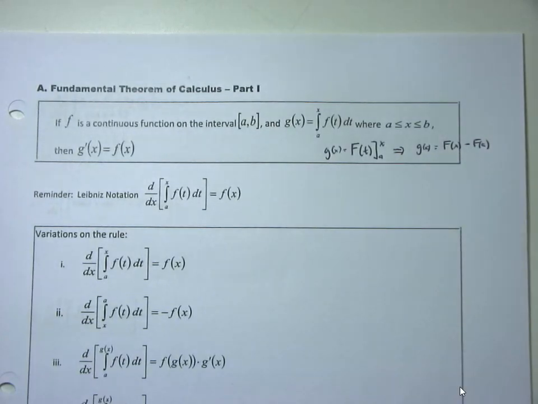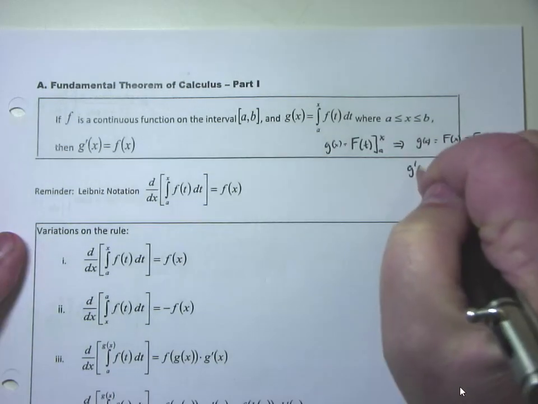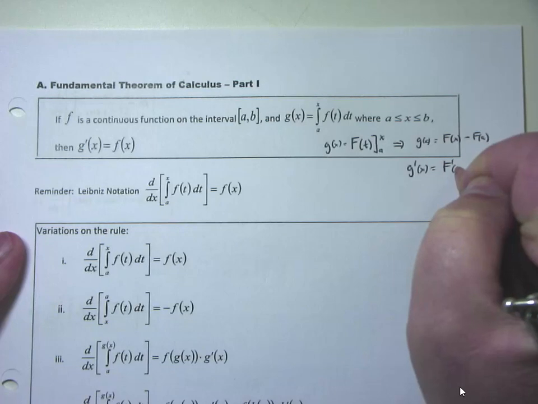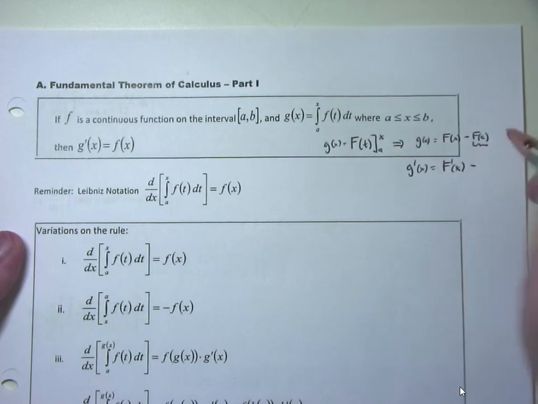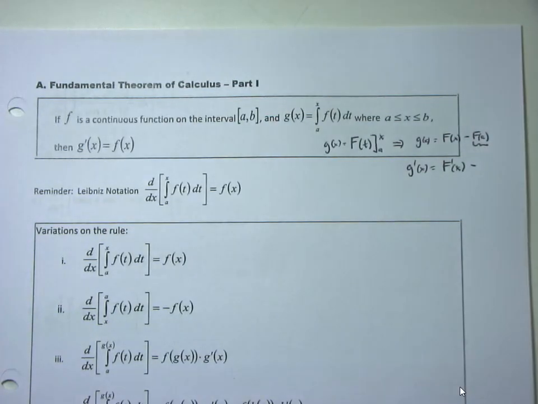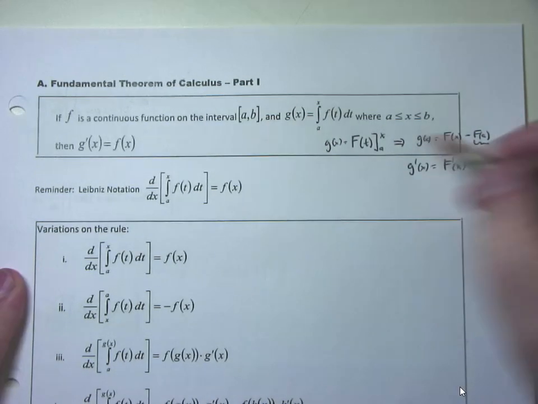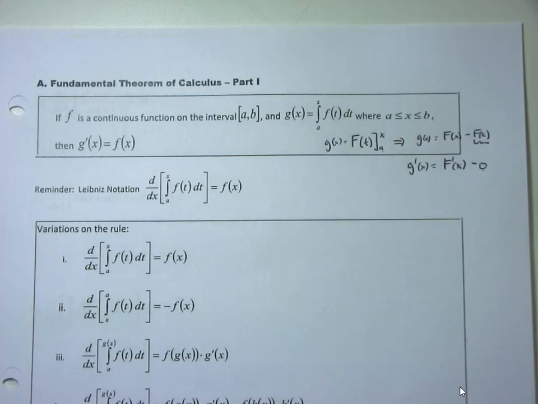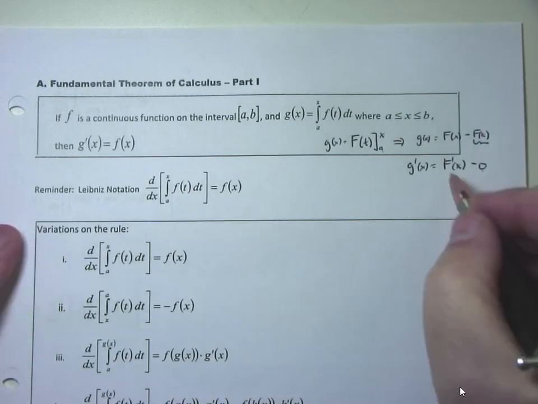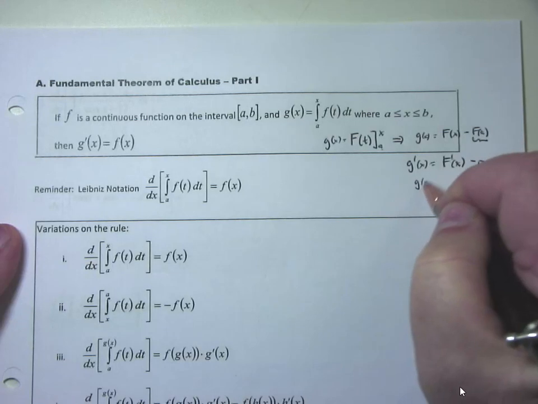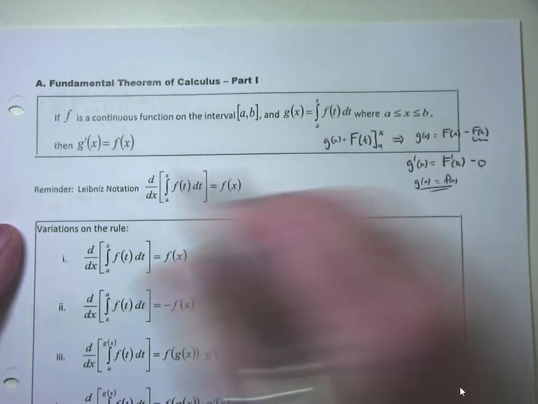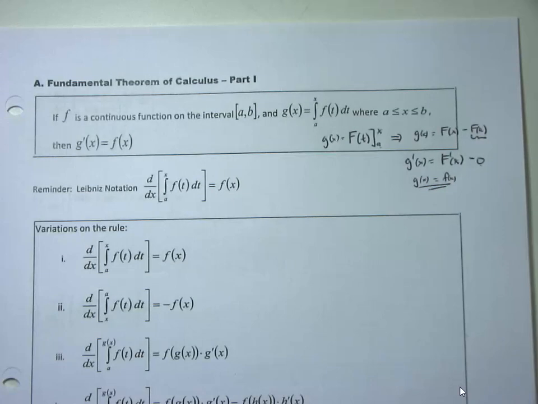The question is, what is g prime? To take the derivative, g prime of x would be equal to F prime of x minus F prime of a. This is the important part. a is a constant. You plug a constant into a function, you get some constant. What is the derivative of a constant? 0. So that a won't even show up, because its derivative is 0. And the derivative of big F of x is little f of x, and that's what they're stating here. That's the idea behind it.